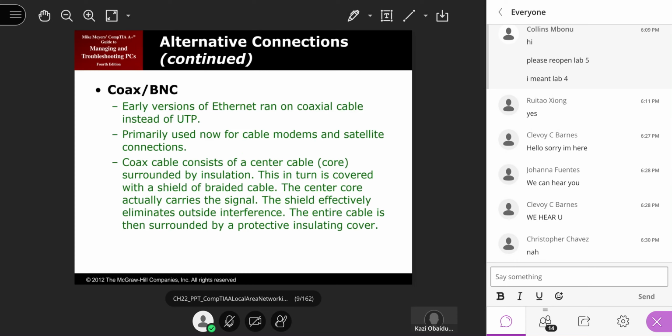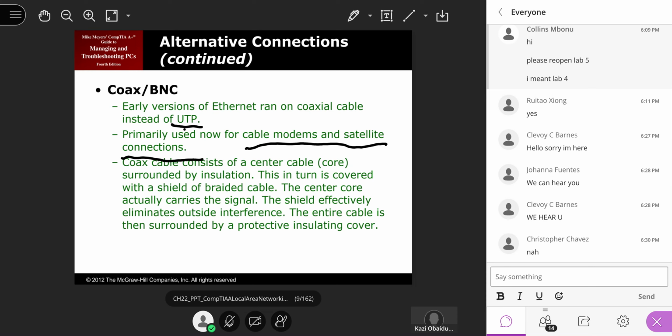Another cable is called the coaxial cable. UTP is the unshielded twisted pair, the copper cable. I told you that one is the copper cable, one is the coaxial cable, one is the optical fiber, right? UTP stands for unshielded twisted pair. The coaxial cable is primarily used now in the cable modem system and satellite connections.